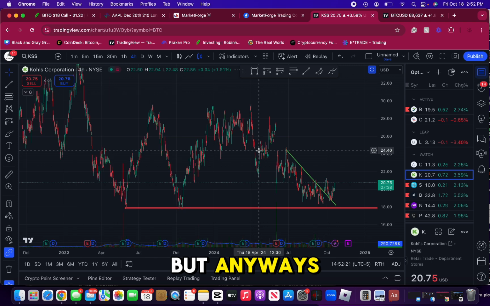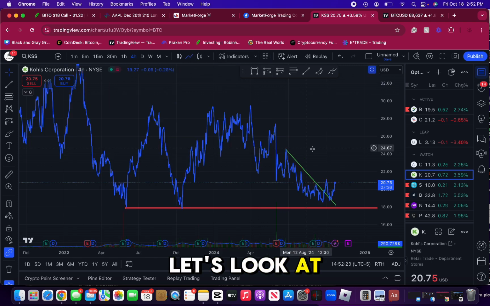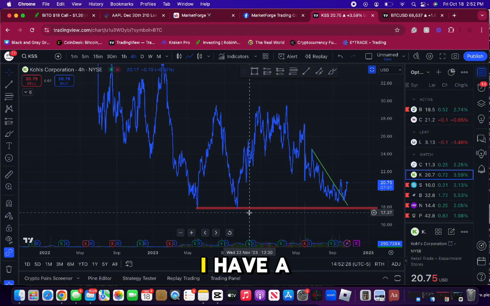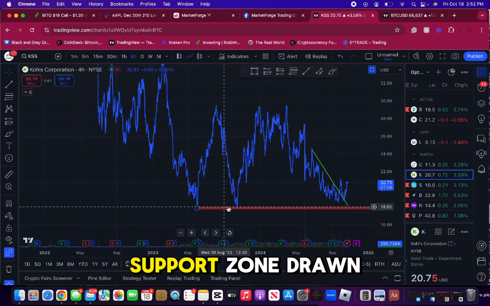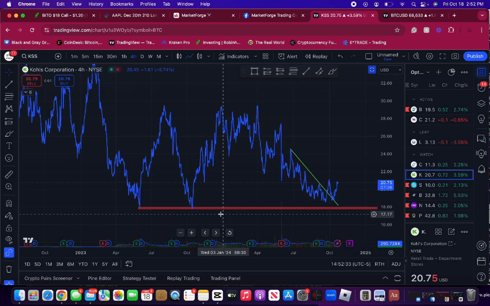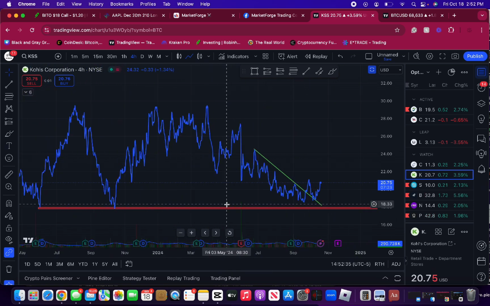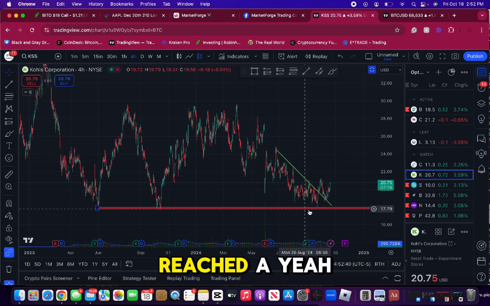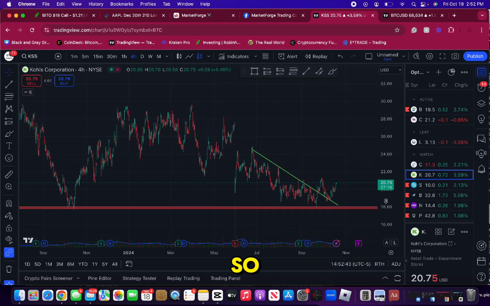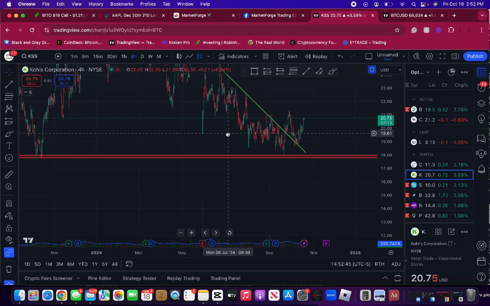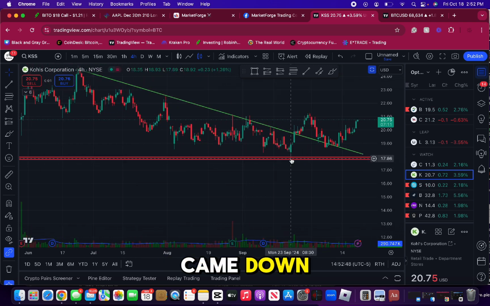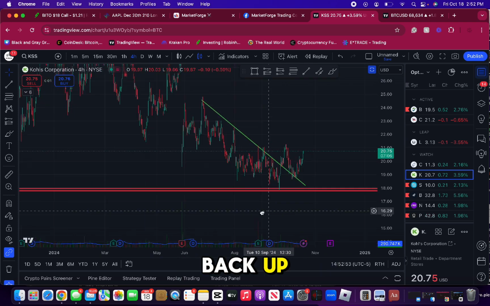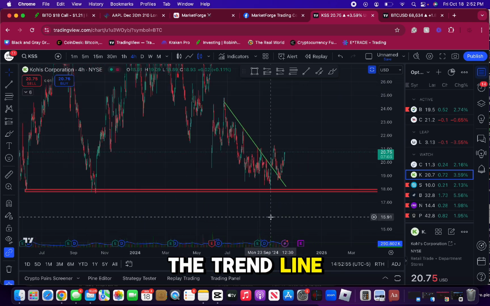But anyways, let's look at some support and resistance levels here. I have a support zone drawn here. And I was expecting it to actually come down. Maybe the wick reached it, yeah. So you can see there, the wick came down, just kissed that zone a little bit and popped right back up, and then it broke out of the trend line.